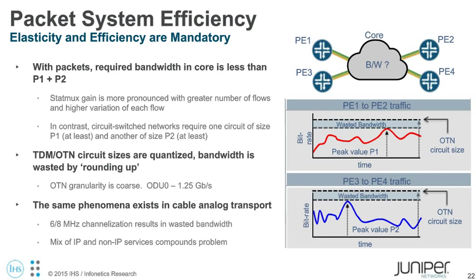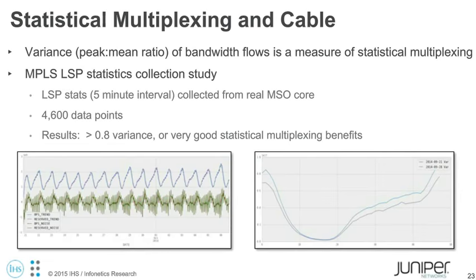So we end up with this inherent inefficiency in the network. We did a study with a major cable operator to see, given that the vast majority of traffic today is unicast video, is there still a benefit of StatMux? And what we did was we collected what are called LSP stats, or basically logical path MPLS stats, in the core, and we found that when you crunch the numbers, you get what's called a variance.